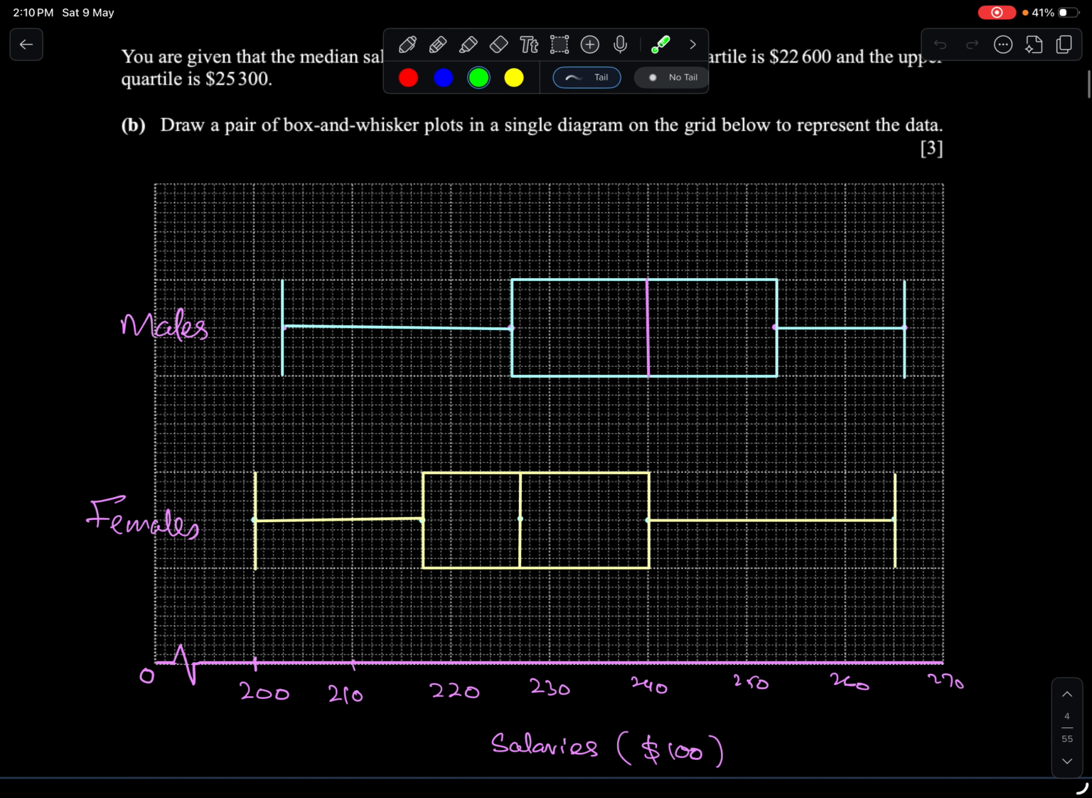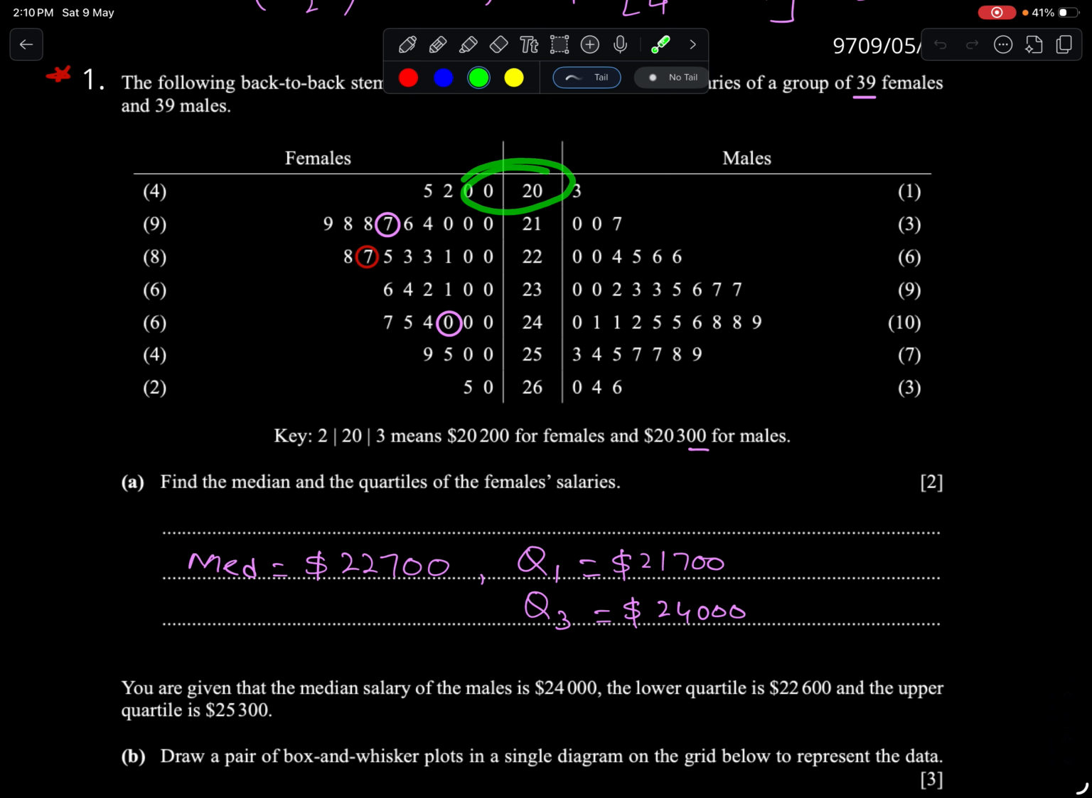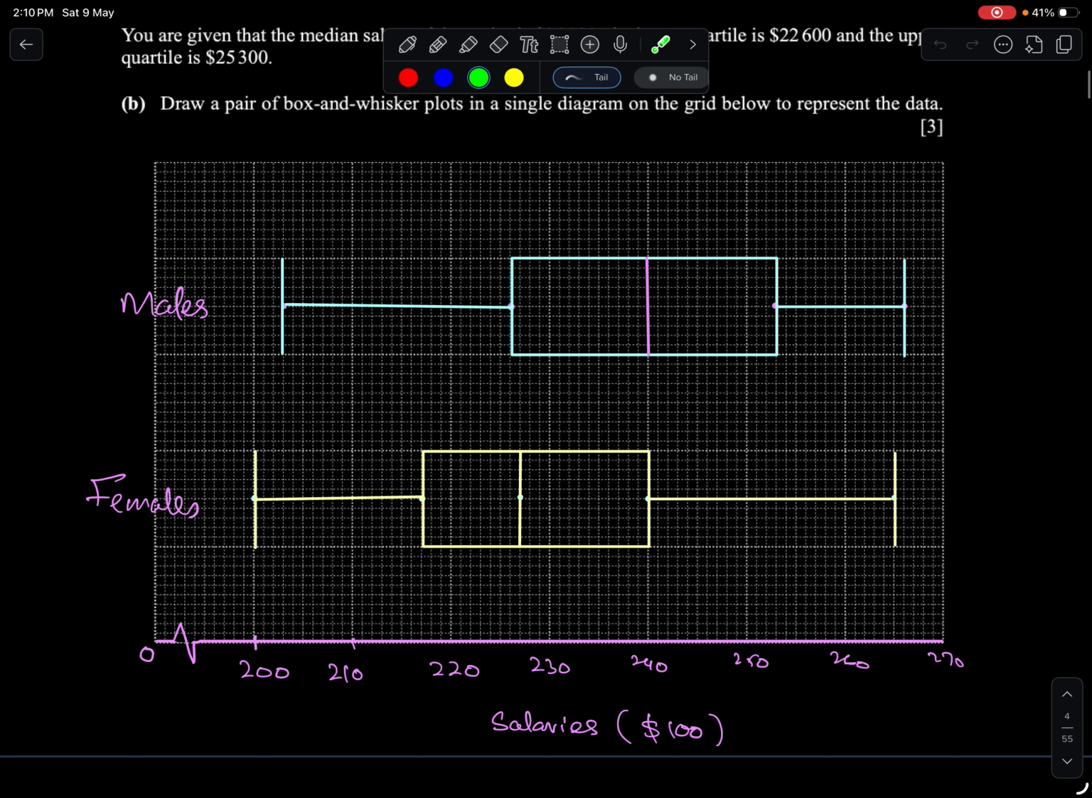So the smallest observation is 200 and 100 is common. So 200, and similarly, this is the smallest observation, this is Q1, median, Q3, highest observation. And make sure these whiskers do not enter the box like this. So this is the box for females and this is the box for males.